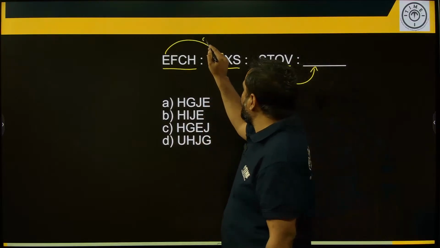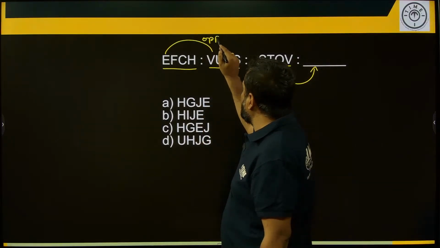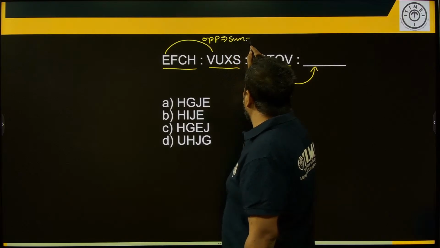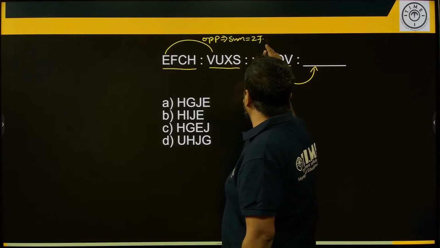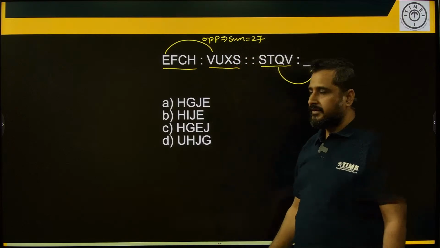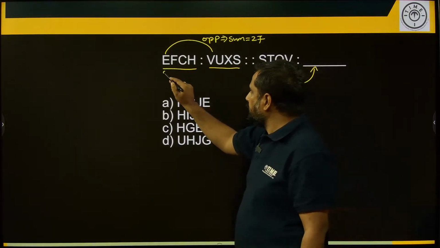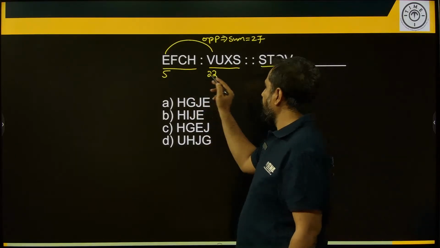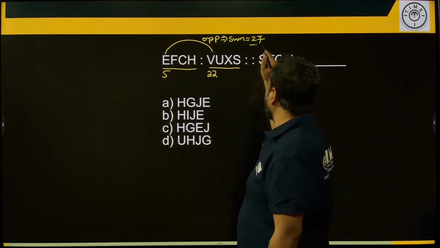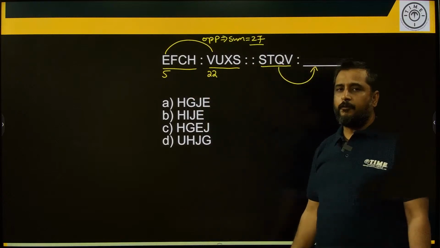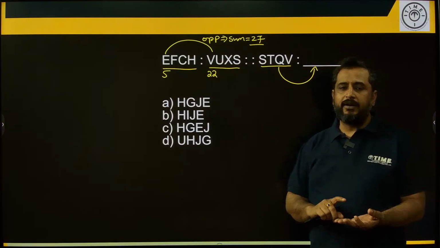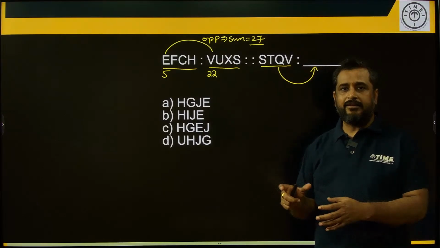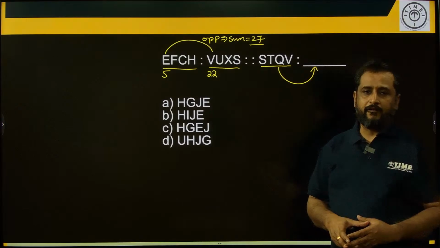What do you mean by opposite pair? Sum of the place values will be equal to 27. Sum of the place values of the letters in the English alphabet is equal to 27. That means E position value is 5. V position value is 22. 5 plus 22 is 27. That pair is called an opposite pair. A, Z, B, Y, C, X, D, W, E, V, F, U, G, T, S, H. These are all opposite pairs of letters.